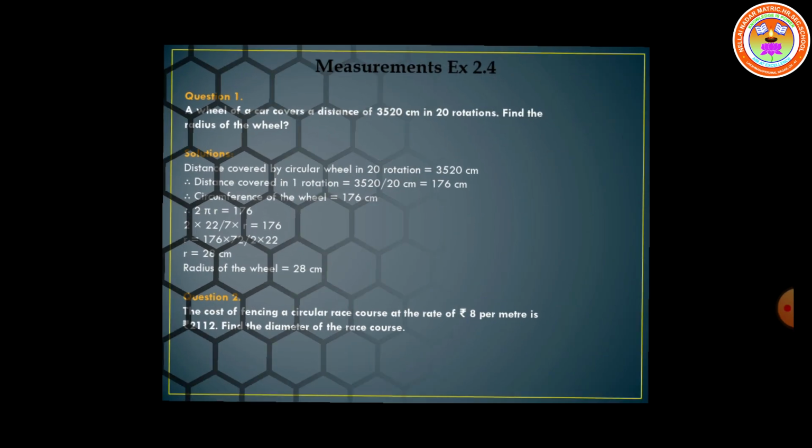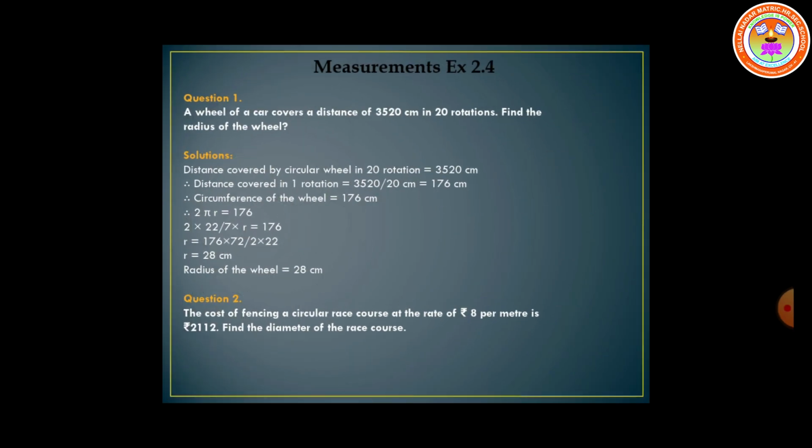Today we are going to study exercise 2.4, miscellaneous practice problems. Question number 1: A wheel of a car covers a distance of 3520 centimeter in 20 rotations. Find the radius of the wheel.